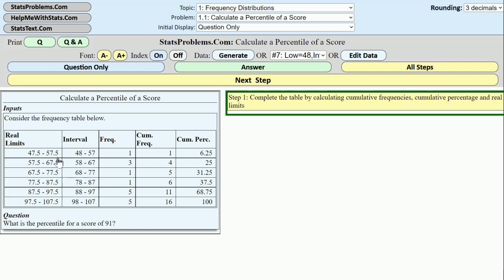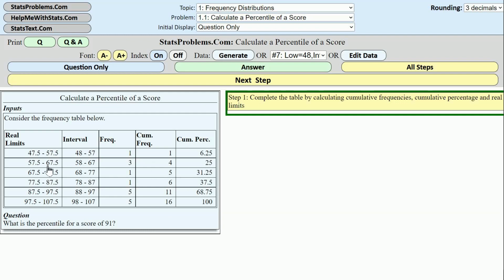Let's see these values for the second interval of 58 to 67. The cumulative frequency for the second interval is the cumulative frequency of the previous interval of 1, plus the frequency of the current interval of 3. 1 plus 3 is 4, so the cumulative frequency is 4. The cumulative percent is 4 divided by the total number of scores, 16, times 100, which works out to 25%.